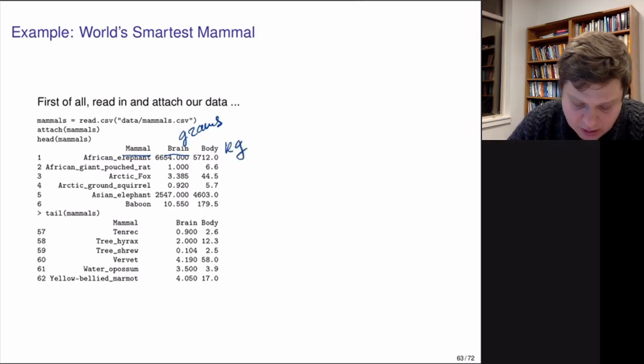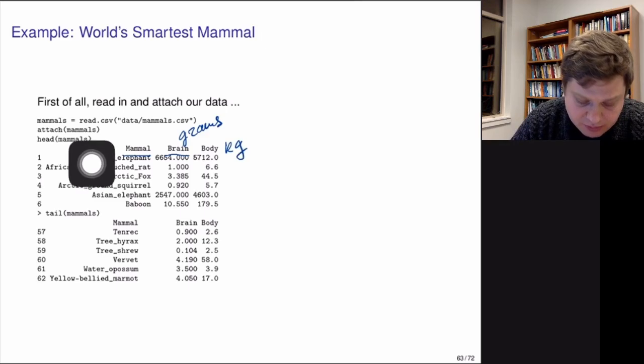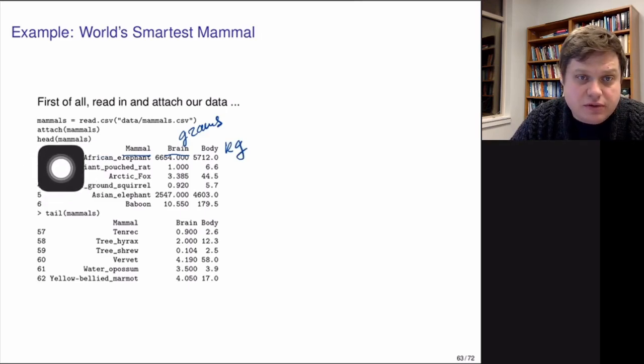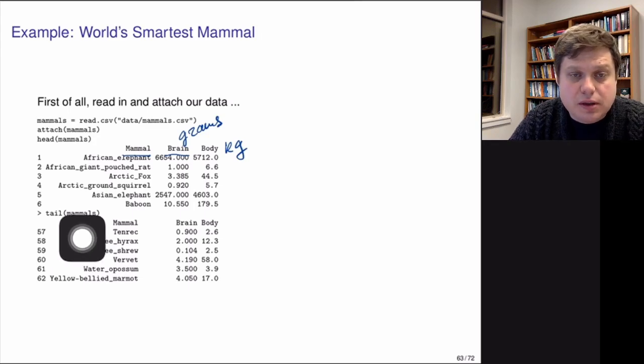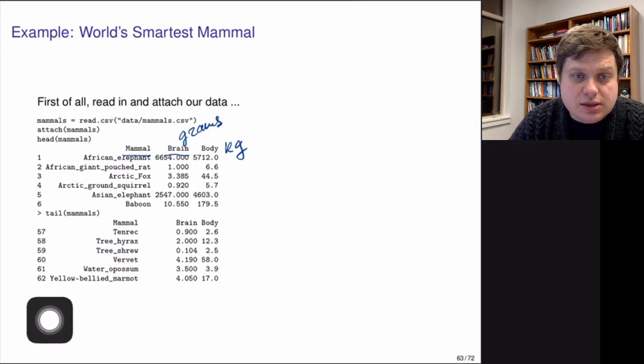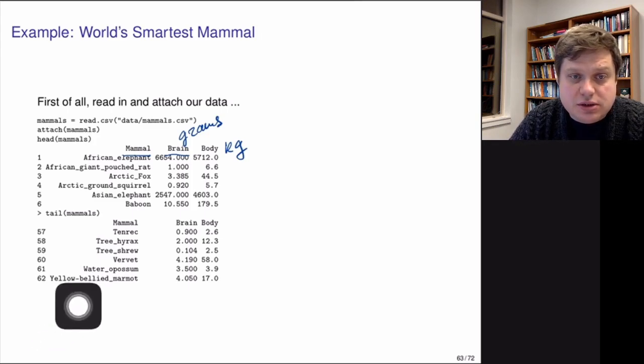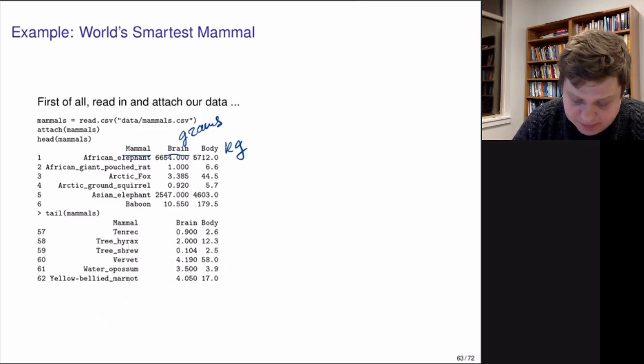All right, and the command head will print us the first 5-6 rows of the data set, and the command tail will print the last 6 rows. So this data set has 62 observations, so 62 animals. And for each of the animals, we have the brain size and the body size.